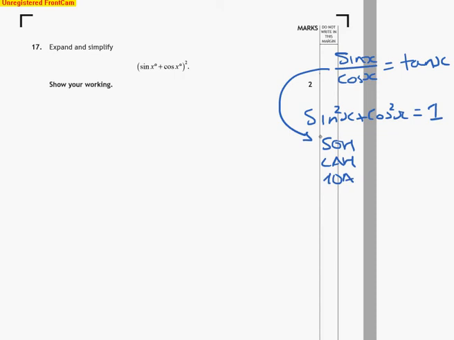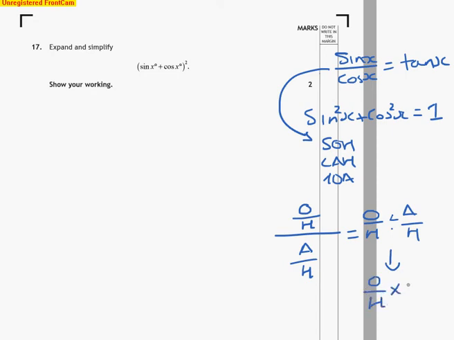Sine over cos. Right, so sine is the opposite over the hypotenuse, okay? So if we take opposite over hypotenuse, if we divide that by cos, which is adjacent over hypotenuse, what do we get? Well, opposite over hypotenuse divided by adjacent over hypotenuse. That's the same as, isn't it? It's the same as opposite over hypotenuse times hypotenuse over adjacent, because we do our KFC.